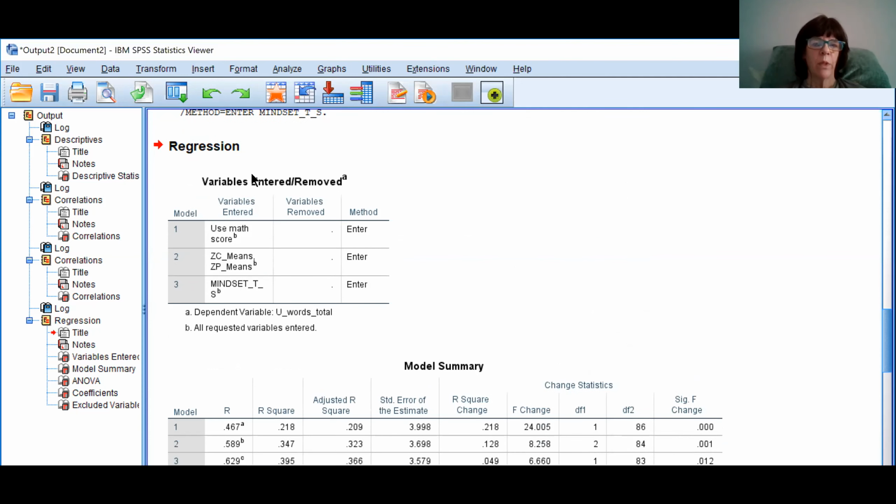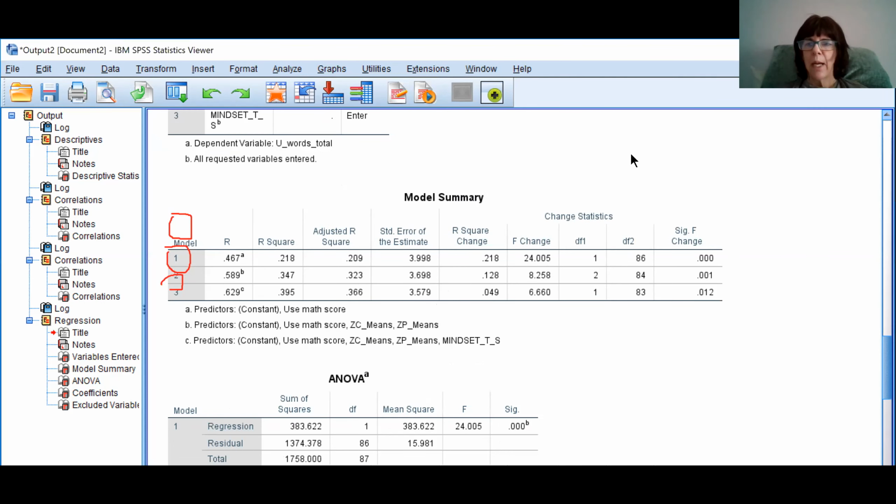Notice we have three of what are called models. We have model one. In model one, we only have the math score predicting the dependent variable, unique words. In model two, we add in these two additional variables, and in model three, we add in mindset. There are ways that you can take something out after you've added it in, but we're not going to deal with those ways.